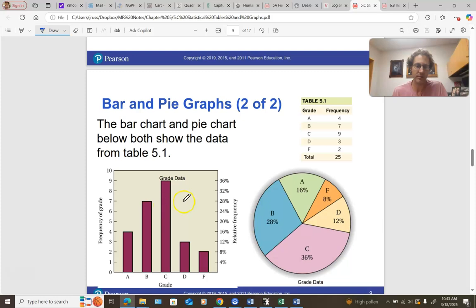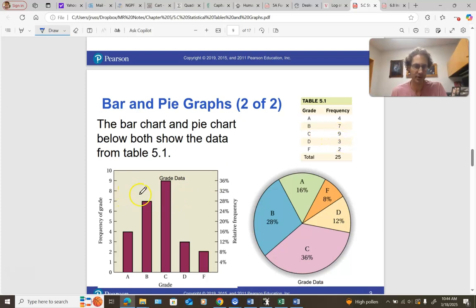What we see here is both a bar chart and a pie chart. Both of these have been constructed from the data that came from this frequency table. This frequency table just has the bins or the categories, and you can see these categories are actually grades, so these are not actual percentages like we did previously. Over here in the second column we have the corresponding frequencies: 4 A's, 7 B's, 9 C's, etc.